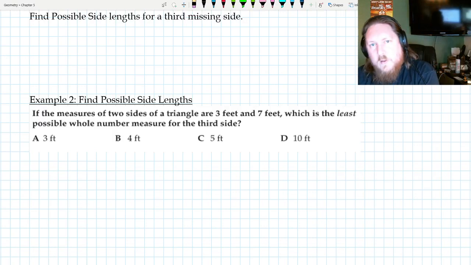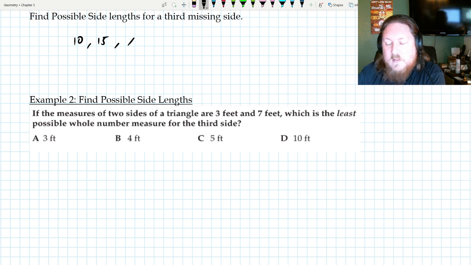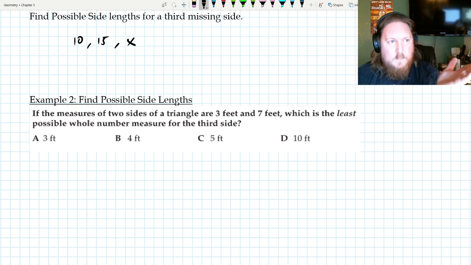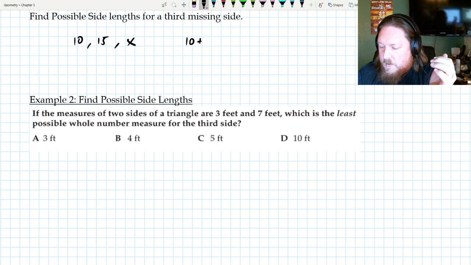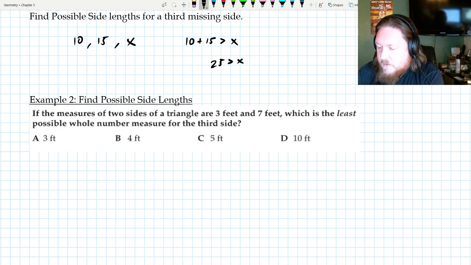So one thing we want to do as well is, let's say we're given two sides, 10 and 15, but we're missing a third side. So the idea is either x is the biggest side, so 10 plus 15 should be greater than that biggest side. So 25 is greater than x.